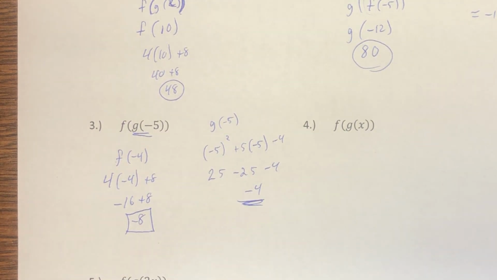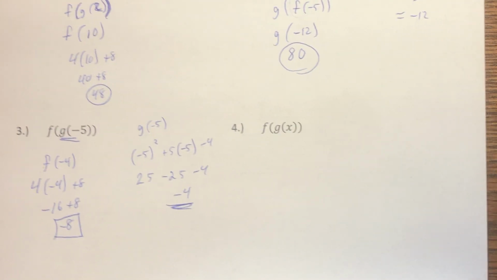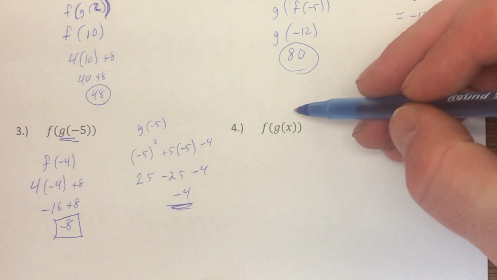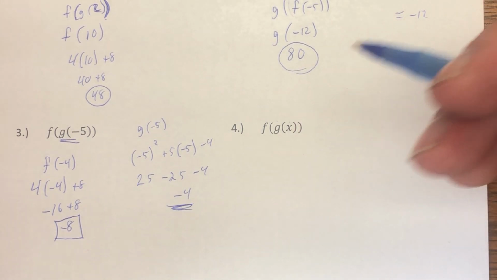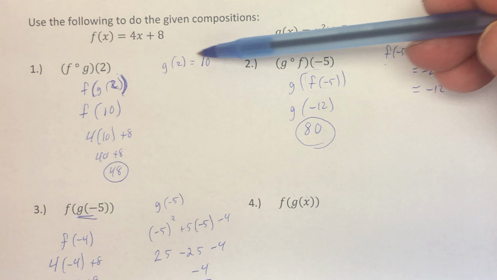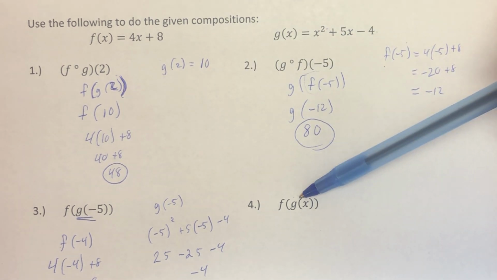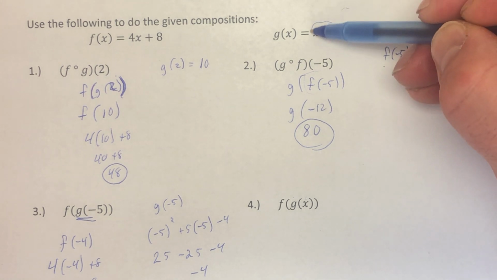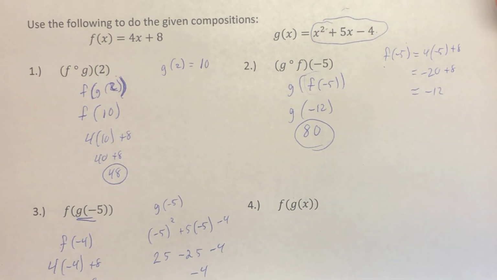Okay, the last two are going to be a little more complicated. All right, number 4, when I'm doing this, I want to evaluate f of g of x. Basically, we're writing a rule for the composition, okay? So g of x does not have a number value. I'm not going to get a nice number value like I did in previous problems. Like here, I found out g of 2 was 10. No, g of x just has its expression. So g of x is this expression, x squared plus 5x minus 4.